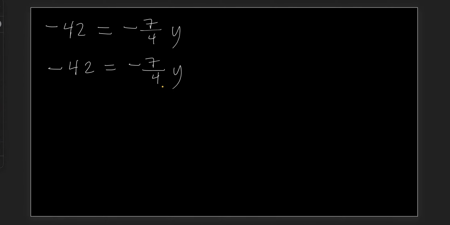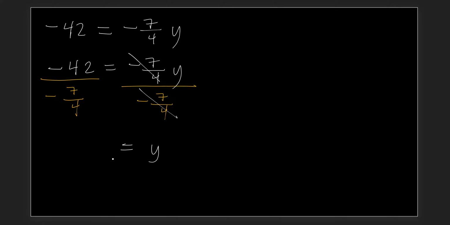So negative 7/4 is being multiplied by y, so we're going to do the opposite operation and divide by negative 7/4. Exactly what we want out of there. And so we've got to do it to both sides. So what happens is when you have a number over itself, they cancel out. And that allows the y to be by itself. And then over here we have negative 42 divided by negative 7/4.